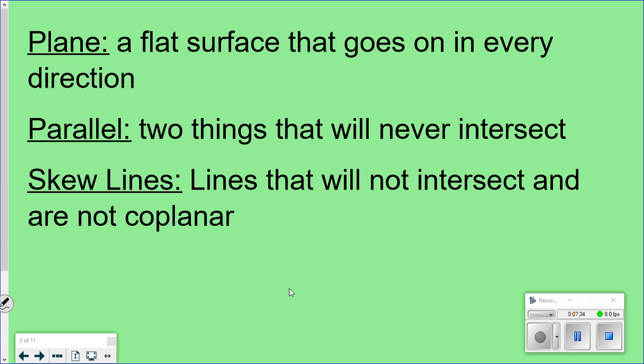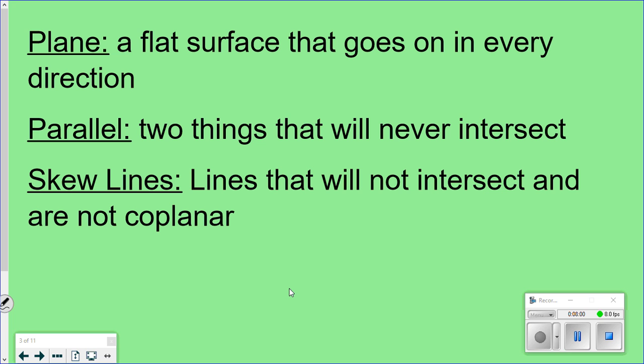And this definition is very simple. The definition I had was probably way crazy. So this is very simple. It's a flat surface. That's all it is. It's a flat surface that can possibly go on forever. So let's imagine my whiteboard going on forever. That's what a plane is. The top of your desk could go on forever. That's a plane. Anything that's a flat surface.